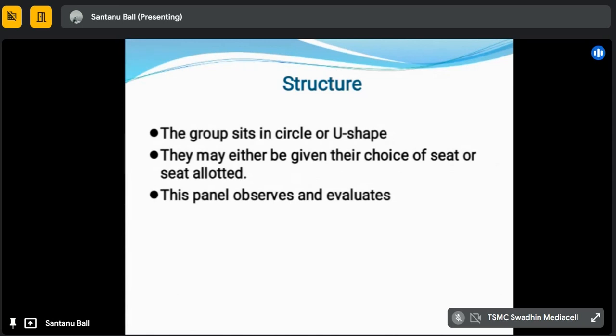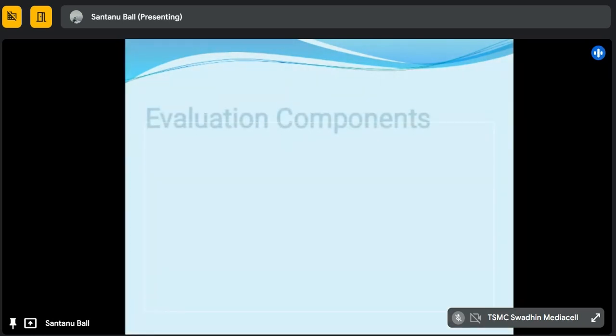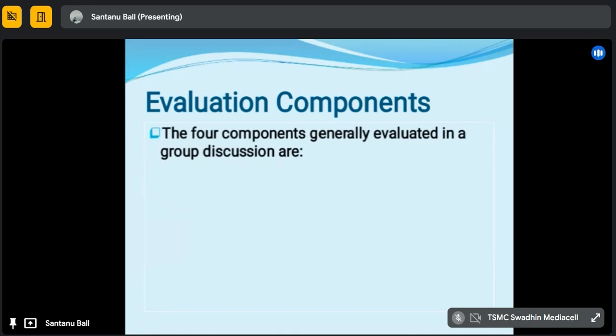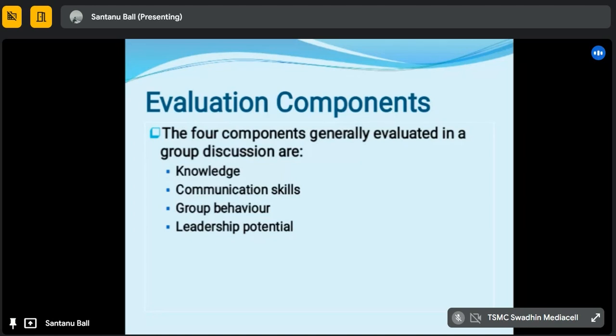Now, obviously, the question arises: how will they evaluate? My next slide is all about the evaluation component, that means how we can evaluate a group discussion. There are generally four components evaluated in a group discussion. First is knowledge. Second is the communication skills. Third is the group behavior. Fourth is the leadership potential.